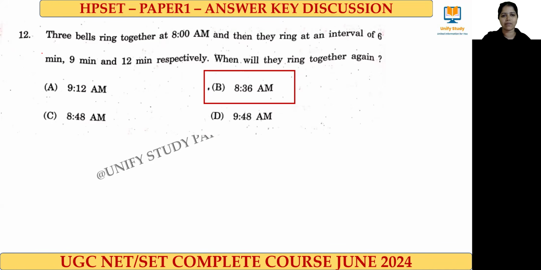Next question, a question from mathematical reasoning. Three bells ring together at 8 a.m. and then they ring at intervals of 6, 9 and 12 minutes. Very, very easy question, taking the LCM of 6, 9, and 12. If I take the LCM of 6, 9, 12, I'll get 36. I just have to add this 36 minutes to 8 a.m. Then the answer is 8:36.